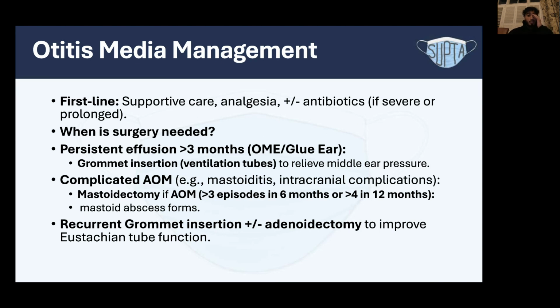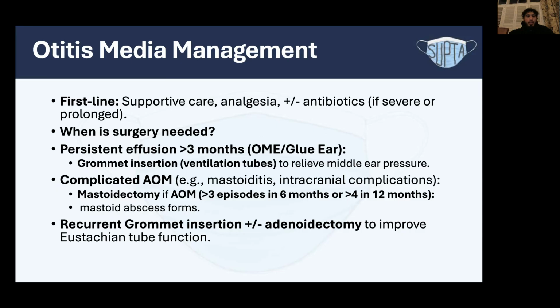What can happen is if we leave it for so long, just normal acute otitis media, we get mastoiditis and intracranial complications such as meningitis, things like that. So if they have more than three episodes within 6 months or more than 4 within 12 months, we'll do a mastoidectomy. But we should also do a mastoidectomy if a mastoid abscess forms. Again, because we're really trying to avoid a meningitic picture.